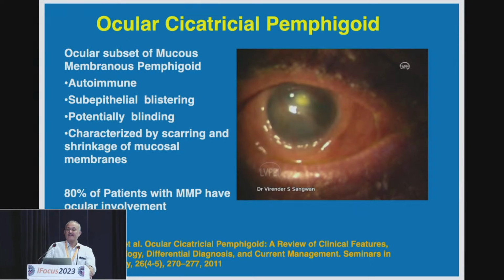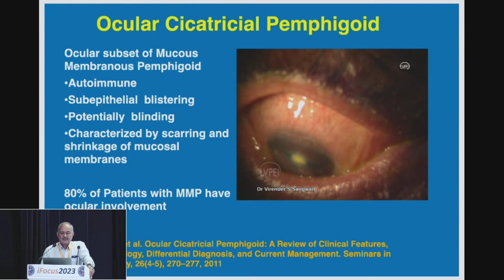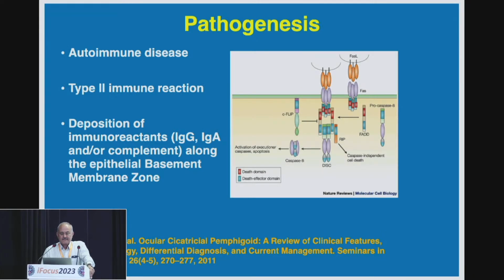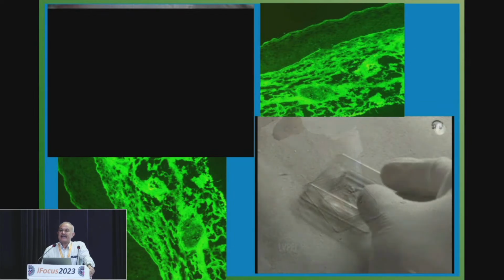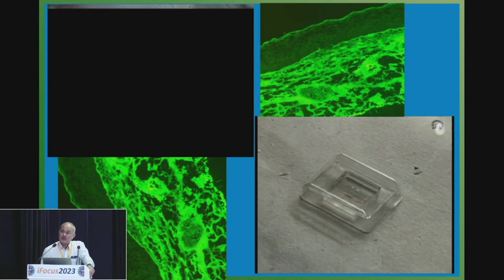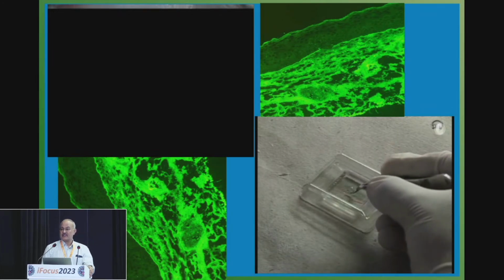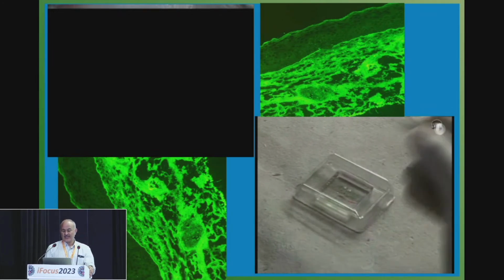In brief, OCP is a chronic cicatrizing conjunctivitis. It's immune mediated, and it's a potentially blinding disorder. Why? Because these blisters cause scarring and inflammation, and over a period of time you develop symblepharon and other problems and loss of corneal transparency. And this is how the pathogenesis is. This condition is diagnosed with immunohistochemistry or immunofluorescence, an apple green kind of color at the basement membrane.